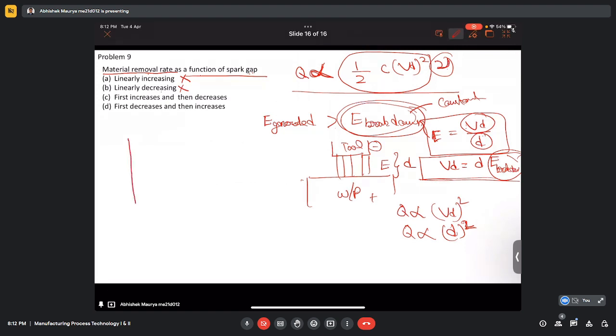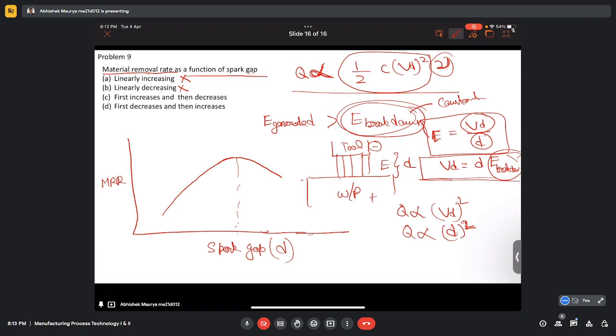If you try to plot MRR versus spark gap D, for some time it is true, we get an increasing function, something like this, but after some time we find the MRR is decreasing on further increasing the spark gap. So why is this happening?